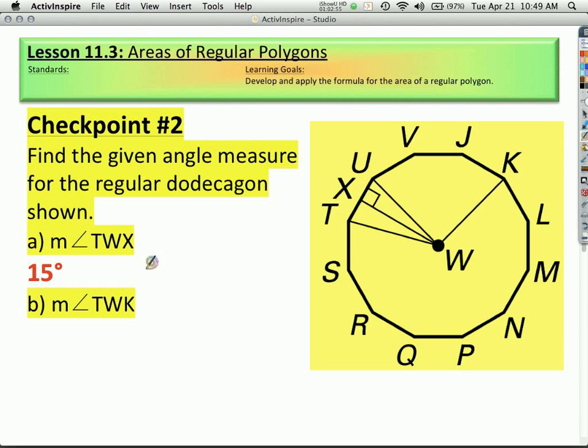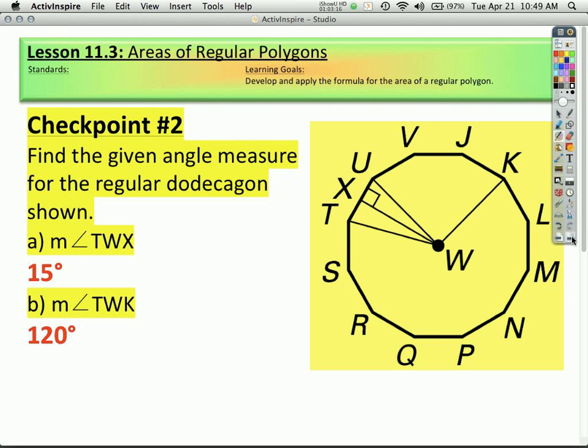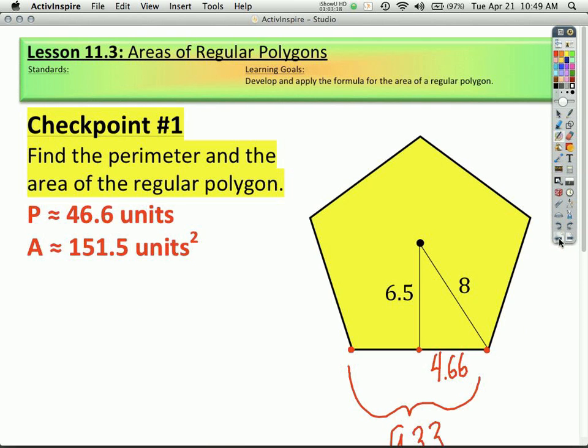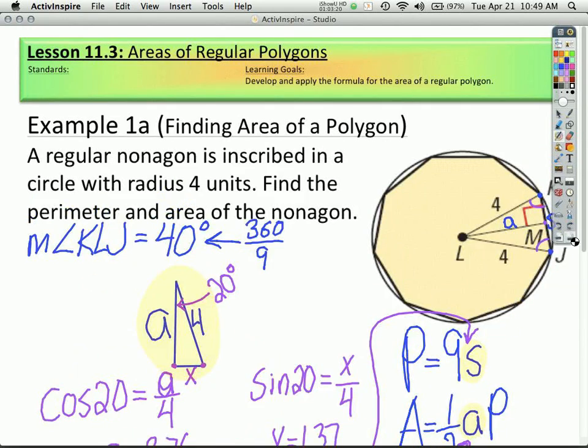I got students 7 and 13. 120 degrees. Nicely done. Anyone have any concerns, questions, issues, any observations? Anything at all? Well, that is excellent work. No questions about anything we've done so far today?